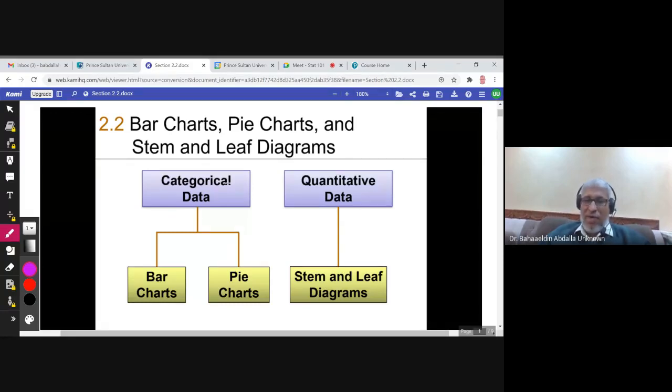For categorical or qualitative data, we use bar charts and pie charts. For quantitative data, we learned the histogram and the ogive, okay? And also we will talk about stem and leaf. So 3 graphs for quantitative data and 2 graphs for categorical data.